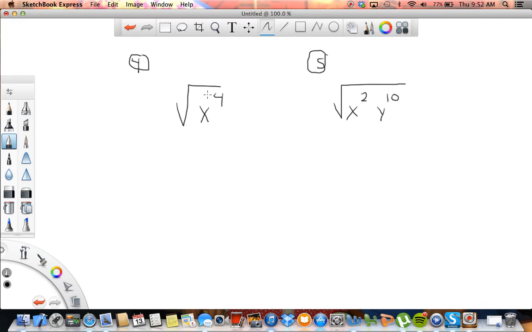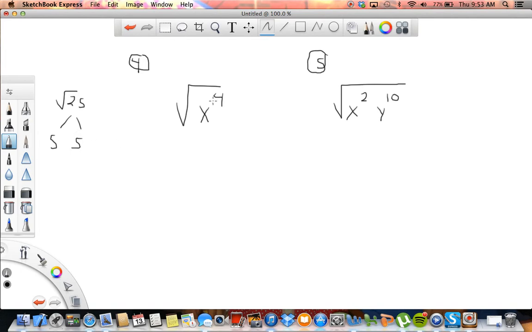Now we're going to do numbers 4 and 5 next, and these are done very similarly, except that now we're dealing with variables. And this is actually not a very hard concept. When you're taking the square root of a number, you're looking for something that is multiplied times itself to give you that number. So earlier we did the square root of 25, and we found that 5 times 5 gives me 25.